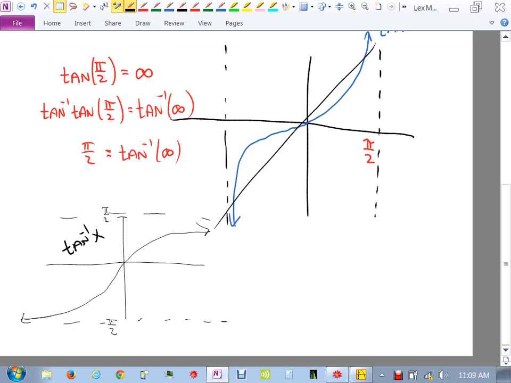Any questions on that, though? That's absolutely a skill you're going to have to be able to demonstrate on the test: to have something like inverse tangent of infinity and be able to go backwards to pi over 2 from that.